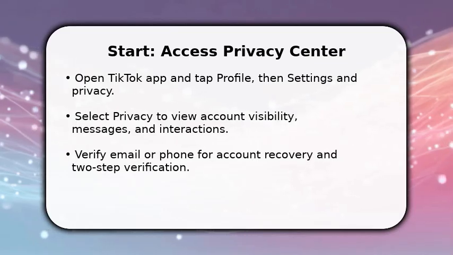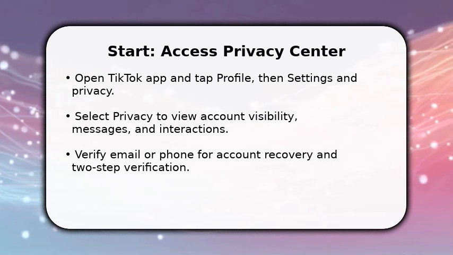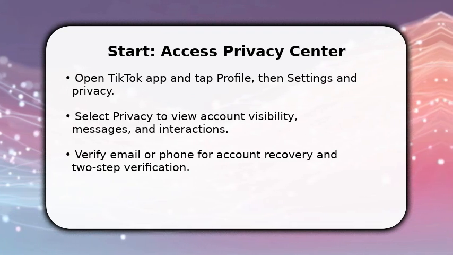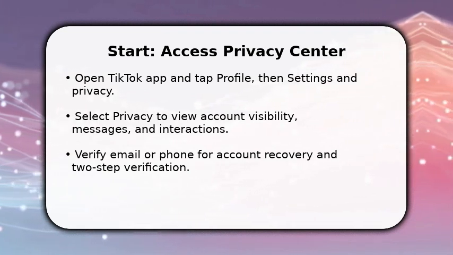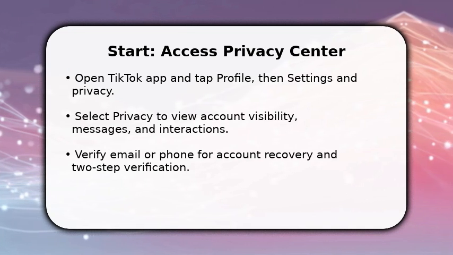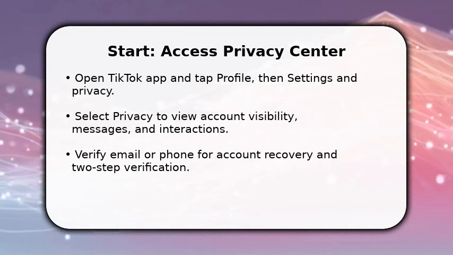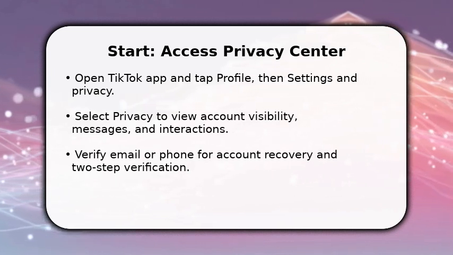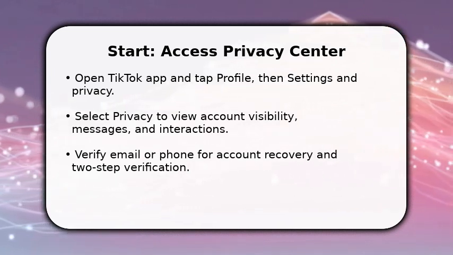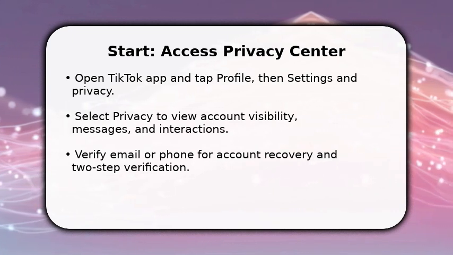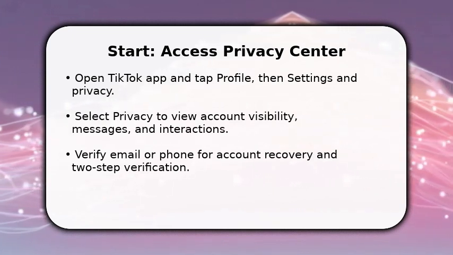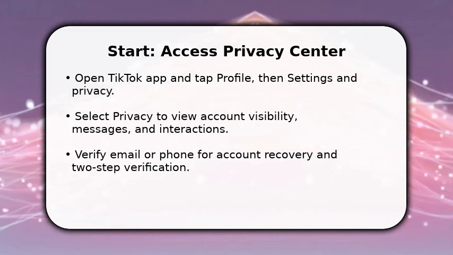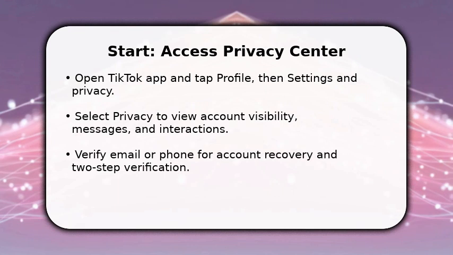You're starting now? Open TikTok, tap Profile, then Settings and Privacy. You need an active login and verified email or phone to change key protections. Once you're in Privacy, tap Account Privacy to set profile from public to private. This stops unknown users from viewing your content. Make sure two-step verification is enabled under Security to prevent unauthorized changes. These first steps lock the door, so the following controls actually protect your posts and messages.